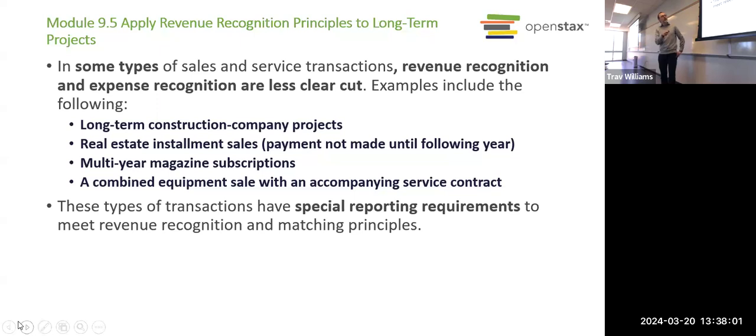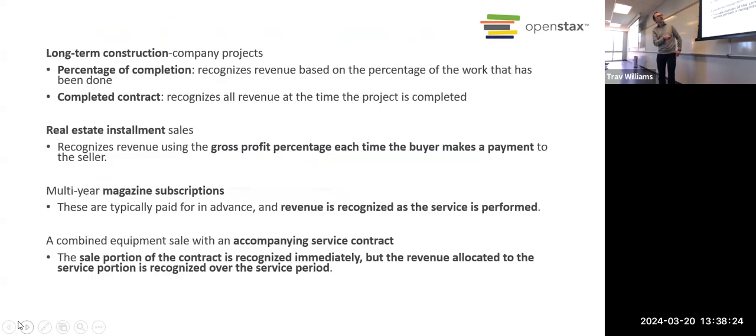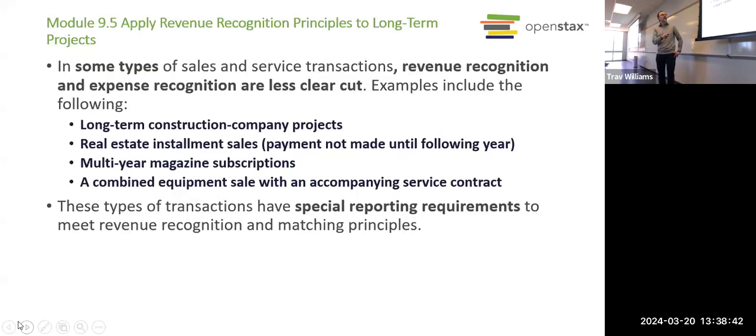Another long-term scenario would be a real estate sale that's an installment sale. What that means, as it says here, is there's not going to be any payment made until the following year. Well, a sale has been made, right? But no payment has been received. So as it says here, you would use a gross profit percentage every time the buyer makes a payment to the seller. You're basically dividing the revenue up as you receive payments. That becomes when you can declare the revenue.